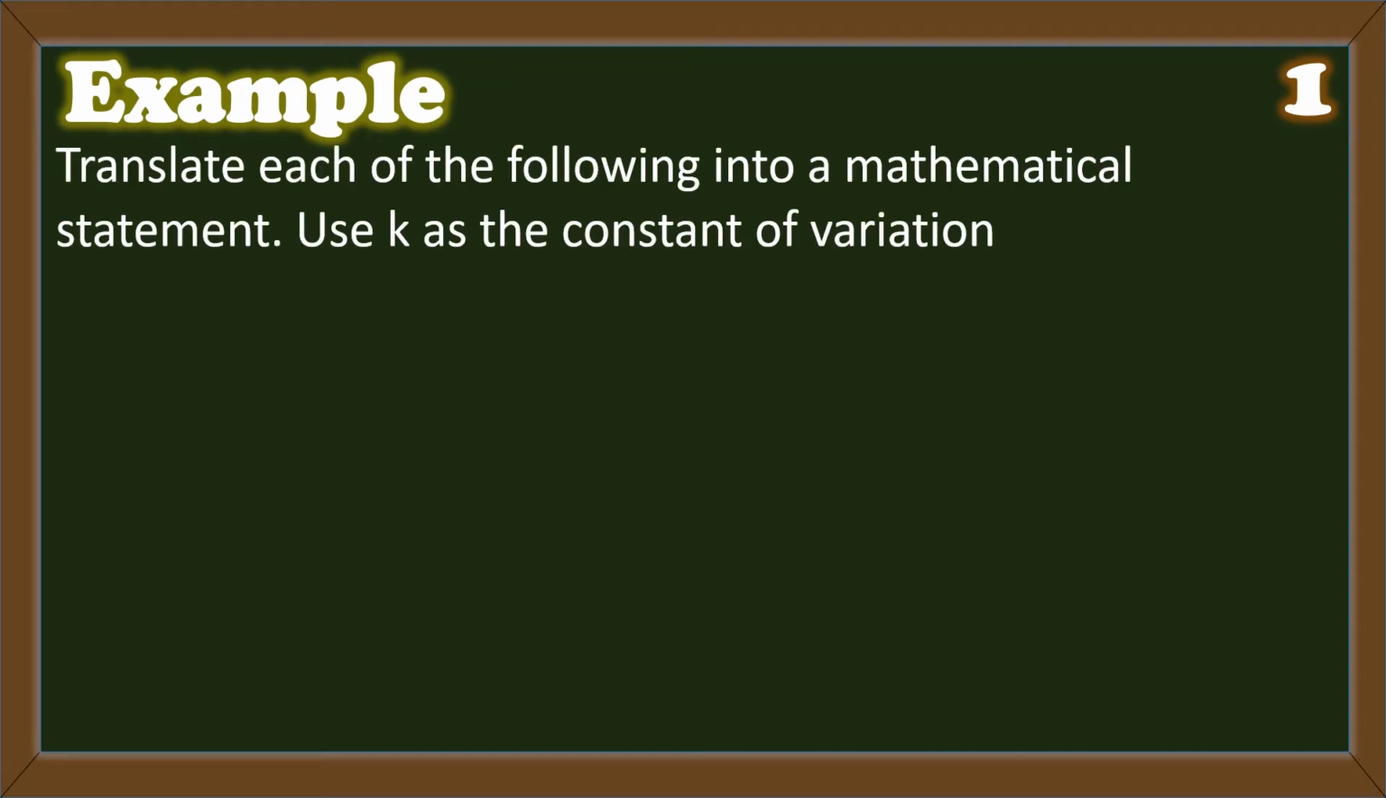Translate each of the following into a mathematical statement. Use k as the constant of variation. Letter A. A varies jointly as P and Q. Dito ang A ang ating dependent variable at ang P at Q ang ating mga independent variables. K ang ating gagamiting constant of variation. So, meron tayong A is equal to k times p times q.